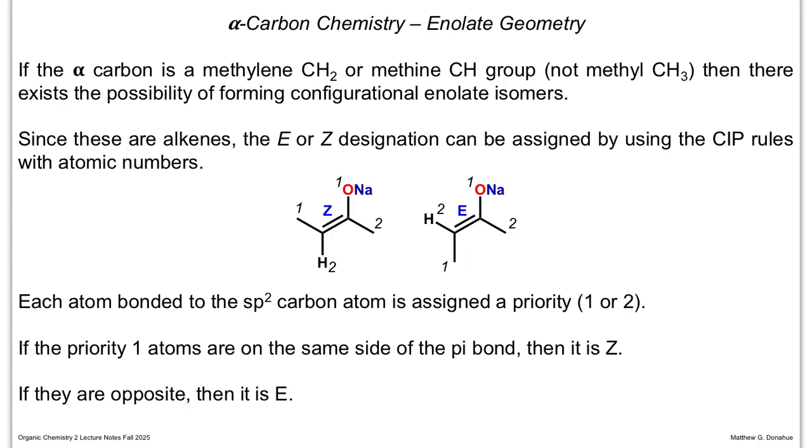The nomenclature part, E versus Z. Again, you identify the 2 carbon atoms of the alkene. You assign priority, and again, that's based on atomic number. Then if priority groups 1 are on the same side of the pi bond, that's Z or cis. If they're opposite, it's E or trans.